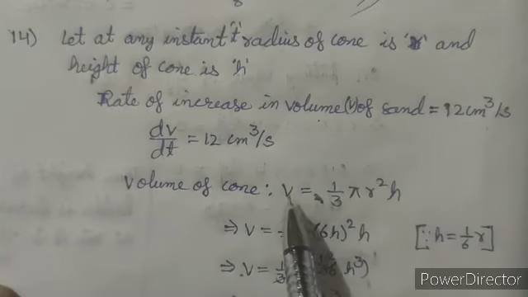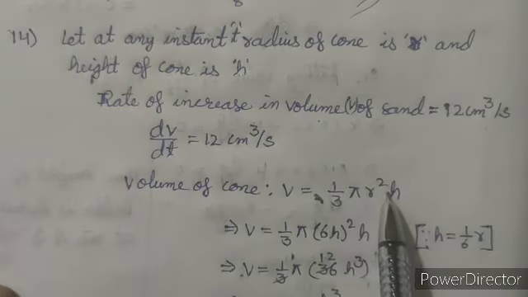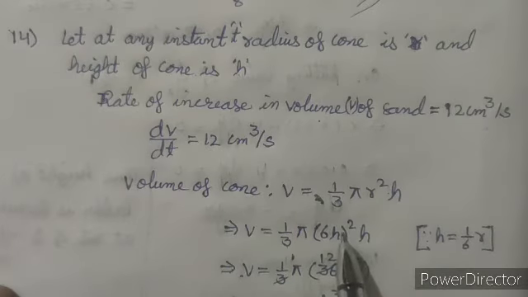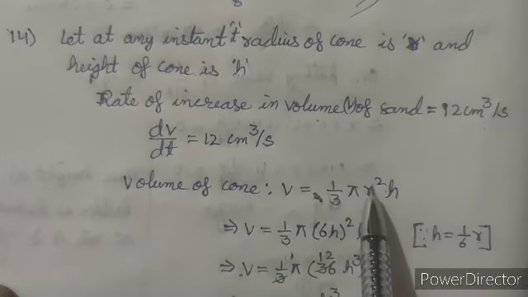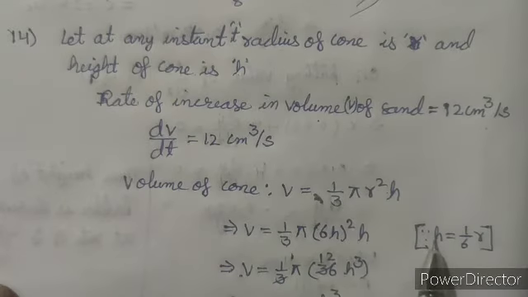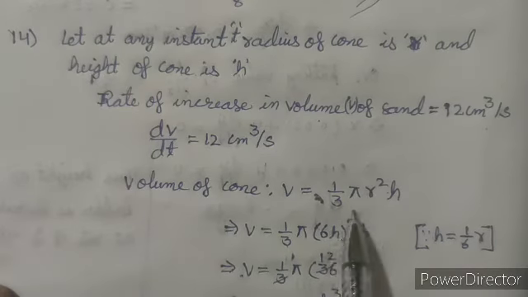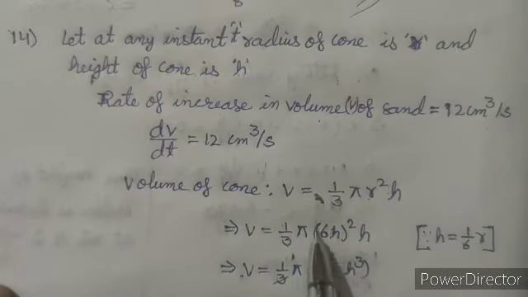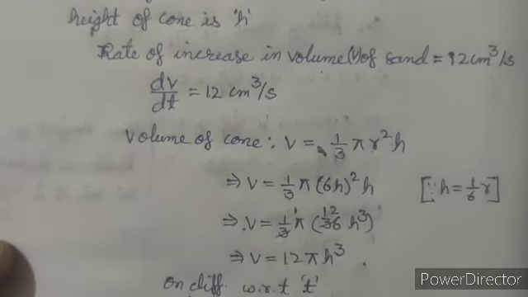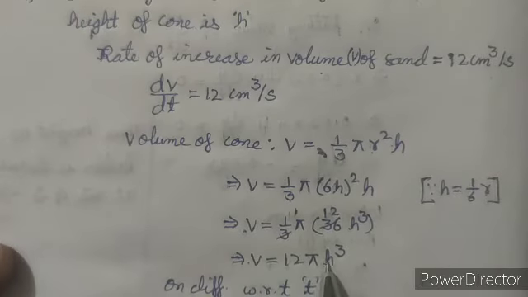Now volume of the cone V is given by 1 upon 3 pi r square h. As we have to find the rate of change in the height of the cone, we will write radius in terms of height. As it is given to us that height of the cone remains 1 upon 6th of the radius of the base of the cone, so we can say r is equal to 6h. Then on putting 6h in place of r, we will get V equal to 1 upon 3 pi (6h) square into h, and that will give us V equal to 12 pi h cube.